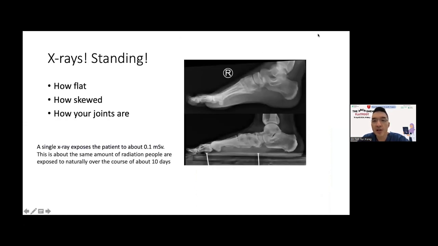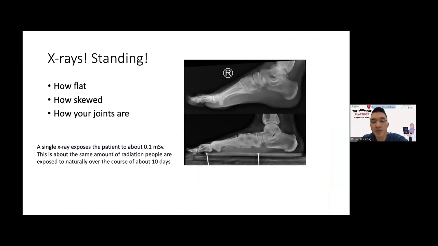So we go on to get X-rays, which are standing. There are many X-rays done in the polyclinics and GP clinics which are non-weight bearing, and this doesn't as accurately capture the true shape of the foot. As you can see on the top right-hand corner, it's a non-weight bearing X-ray of a patient. The arches seem quite nice and beautiful, but when they stand, the foot flattens out completely. And this is a much more accurate representation of the real function of the foot.